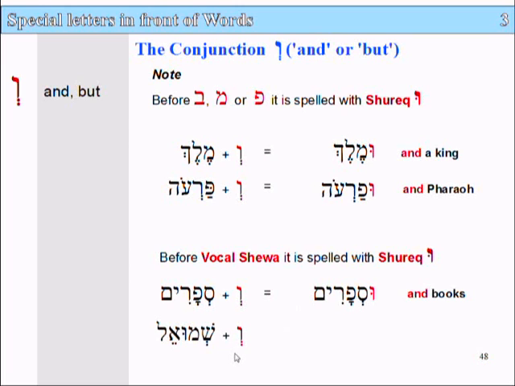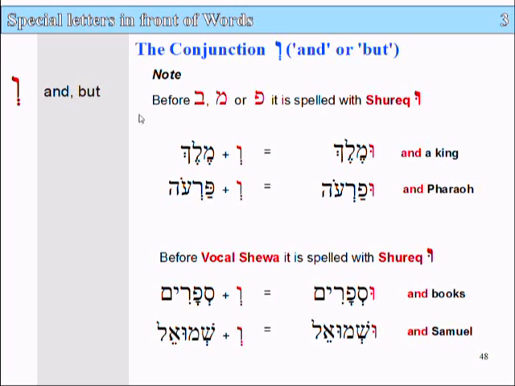Likewise, in this example, we have a vocal shiva underneath the first letter. In this case, the letter is a shin in the word Shemuel, which is actually Samuel. Shemuel in Hebrew. We add the vav, and it becomes ushemuel, and Samuel.